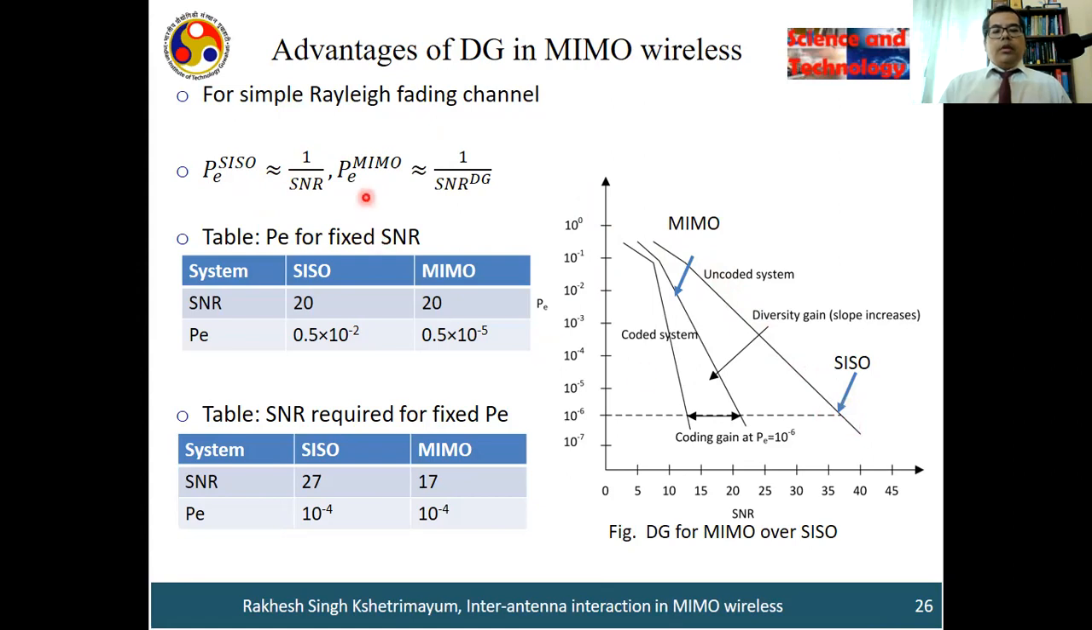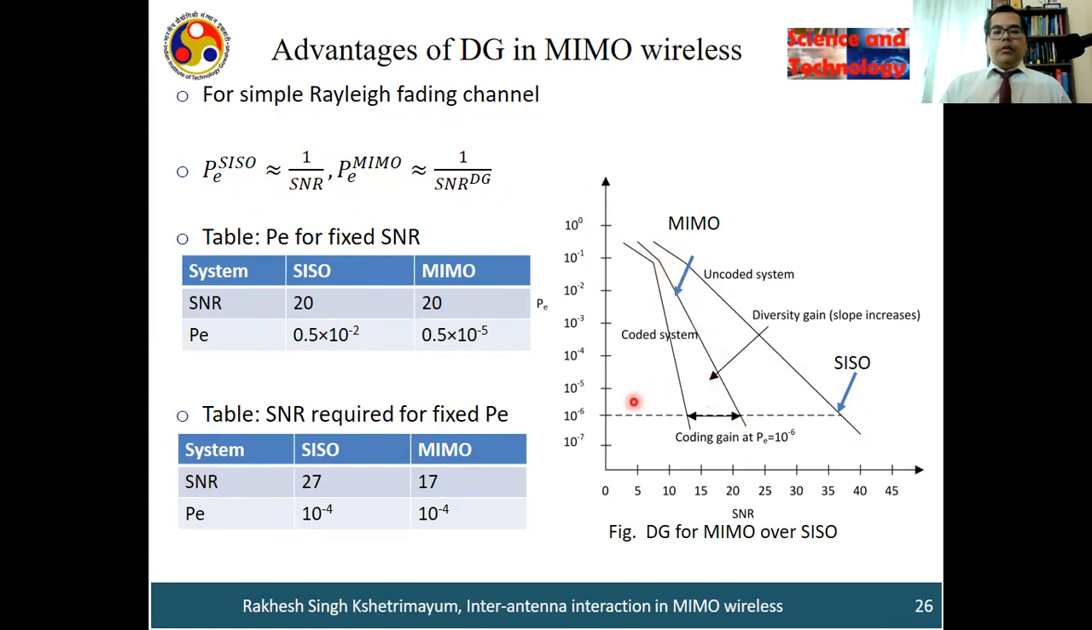But if you consider the MIMO system, multiple input, multiple output system, the probability of error will be 1 by SNR to the power of the diversity gain. So this is the power, it will give us the slope here. So the slope will be increased. This is always greater than or equal to 1. If you have higher and higher values of diversity gain, this slope is going to keep on increasing.